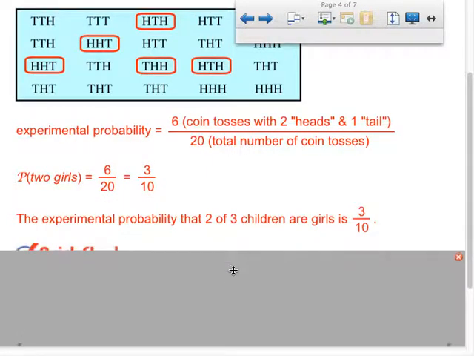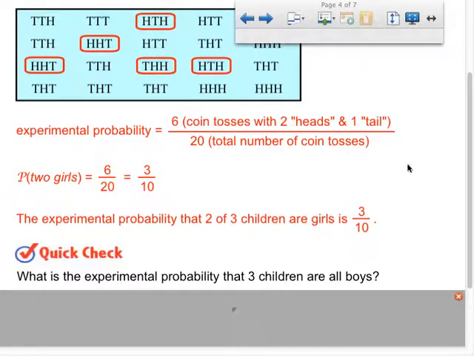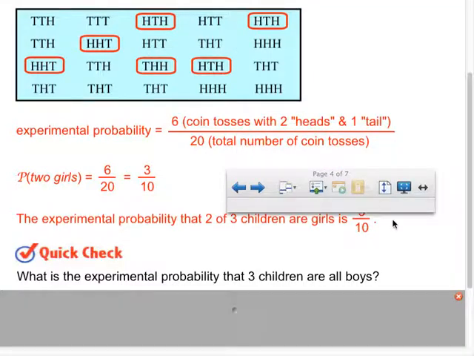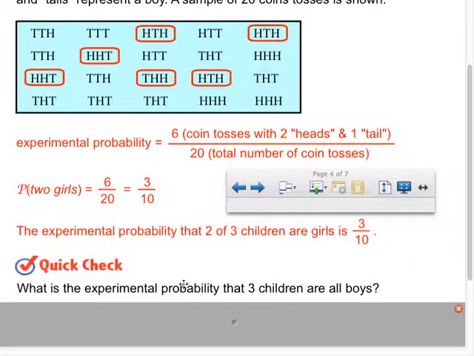Now, here's what I need you to do next. I want you to figure out, using the same set of data, what's the experimental probability that all 3 of the kids are boys?